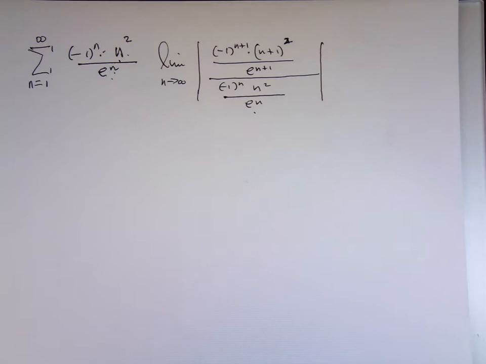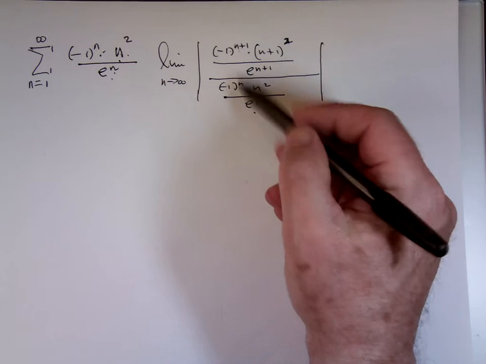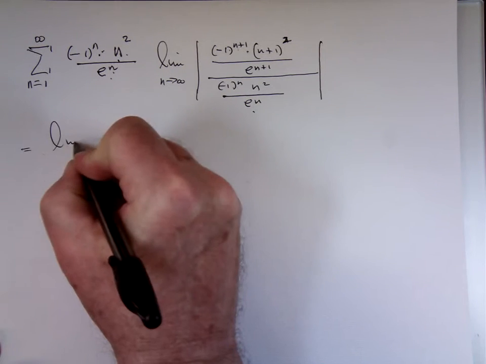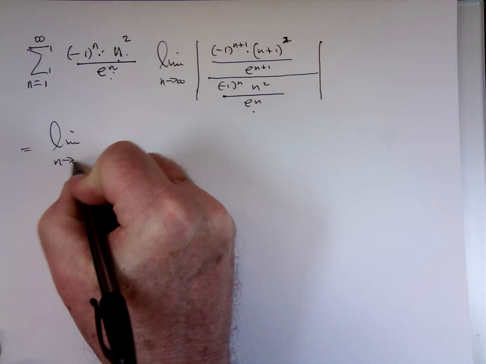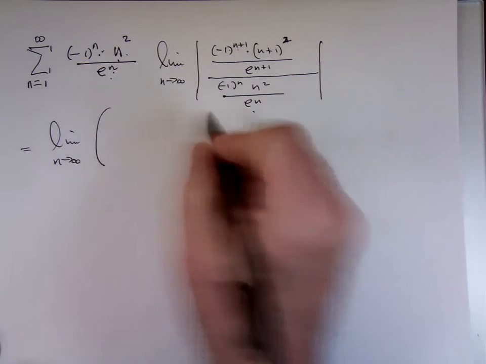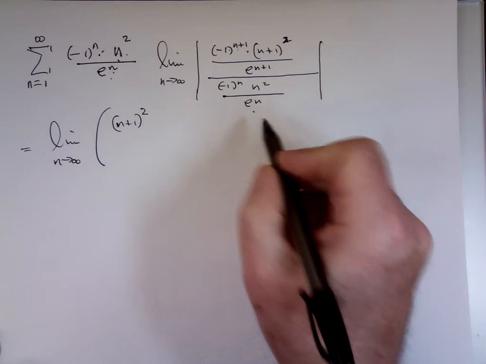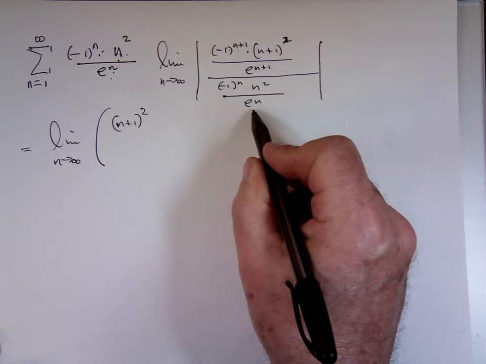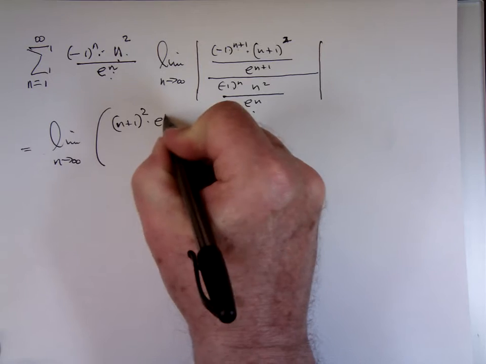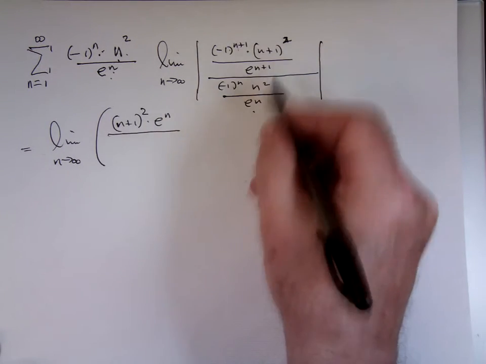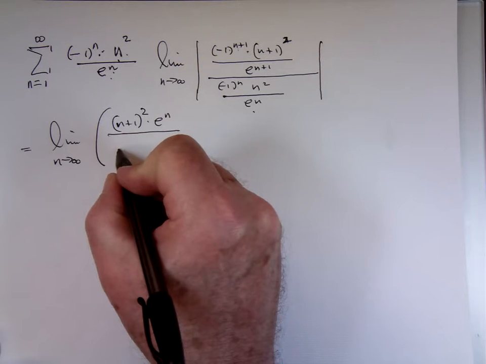Okay. Now, what the absolute value does here, it throws away the negative 1. Makes these both positive ones. We don't care about that. We can throw that away. What we're doing now is testing its positive series. We have n plus 1 squared. I'm going to take this e to the n in the denominator down here and bring it up. In the denominator here is an n plus 1. E to the n plus 1.